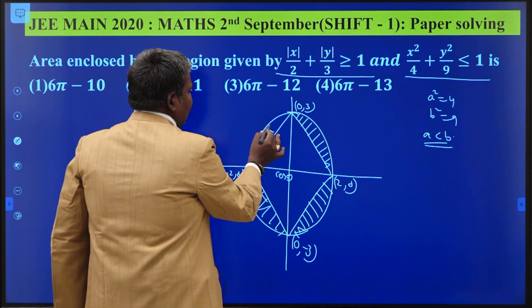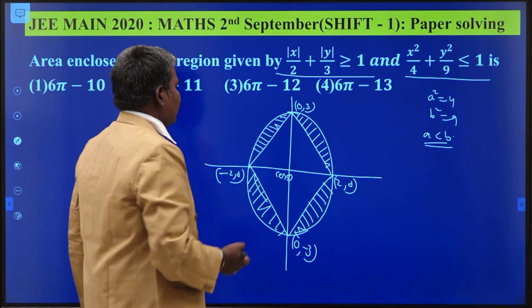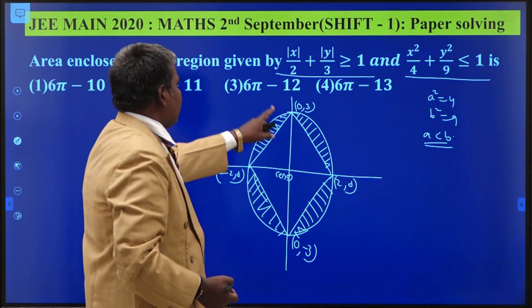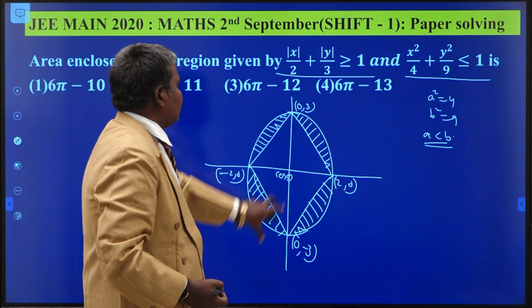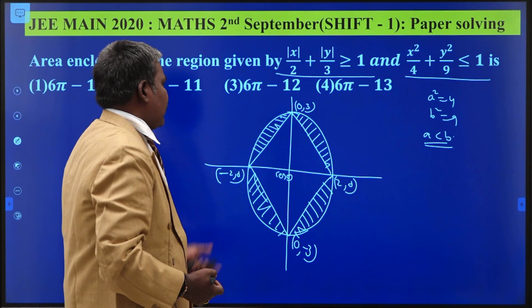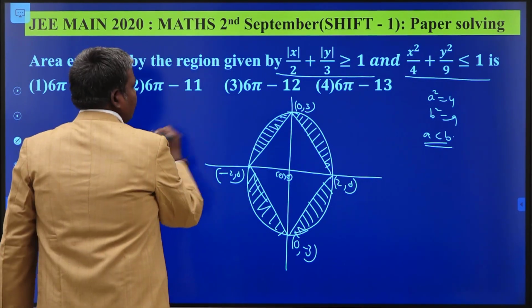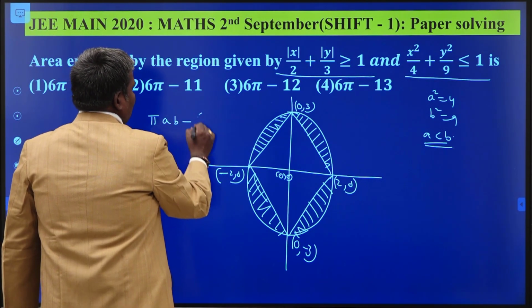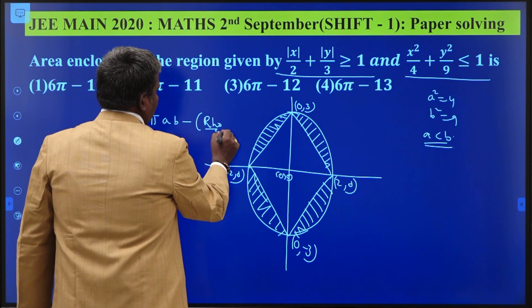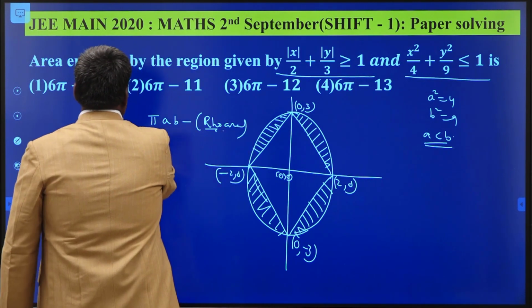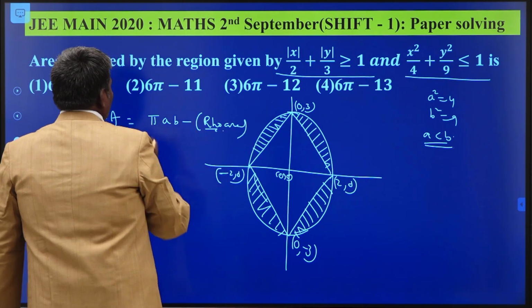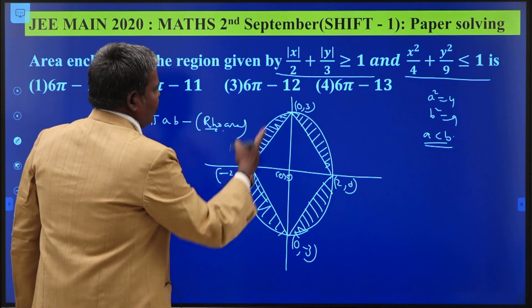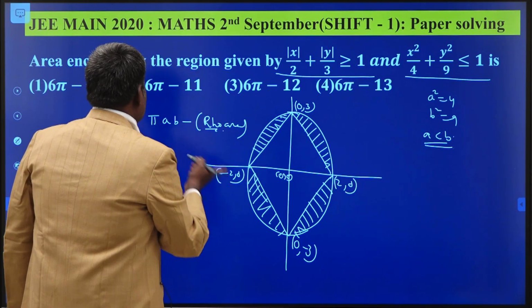Is it easy to find this area or not? It is very easy for you. The entire ellipse area minus the rhombus area gives your required area. What is the area of the ellipse? πab, minus the rhombus area. a is 2, b is 3, two 3s are 6, so 6π.